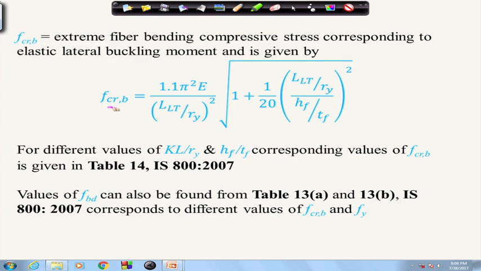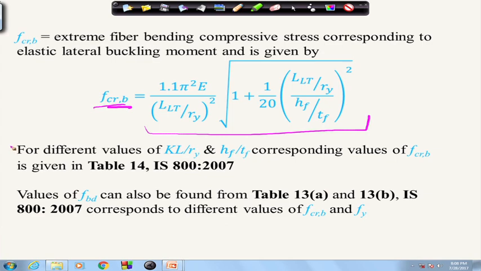So, FCRB value also we can find out from this expression, that is 1.1 pi squared E by (LLT by ry) whole squared, into root over 1 plus 1 by 20 into ((LLT by ry) by (hf by tf)) whole squared. So, FCRB value can be found from this expression.